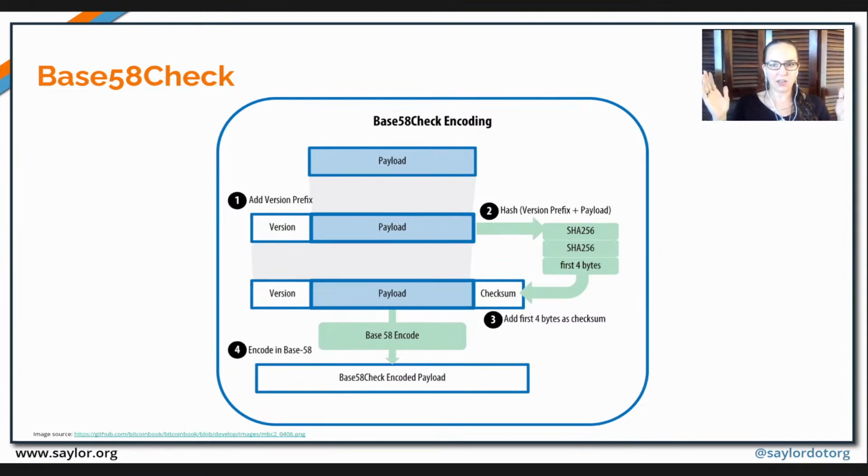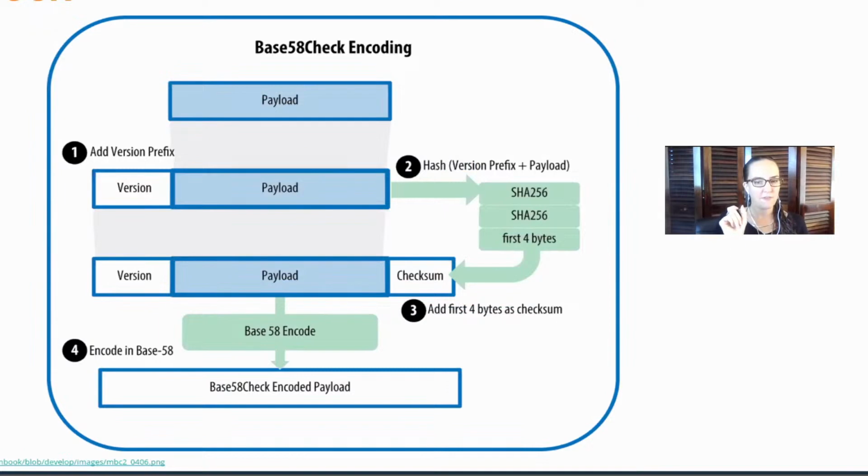Then you take the version prefix with the payload and you hash it. So we basically do SHA-256 twice. Then you take the first 4 bytes of that hash and you stick it on the end of that payload, so you have a checksum. Then you take that all together and you have your address. That's your Bitcoin address.